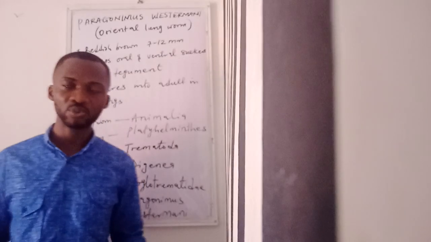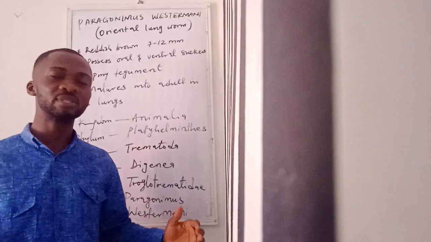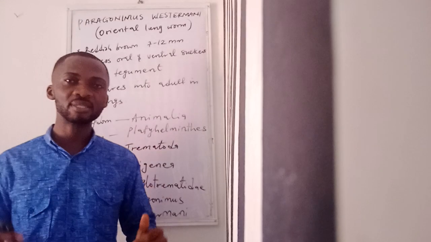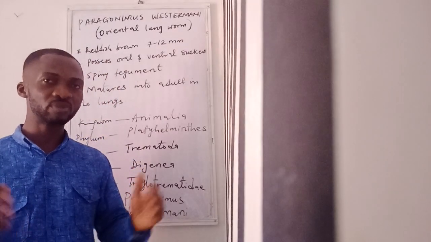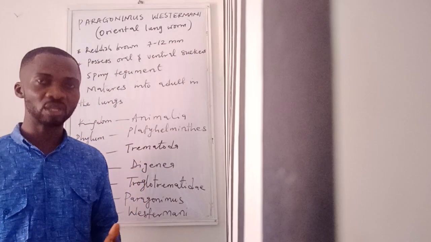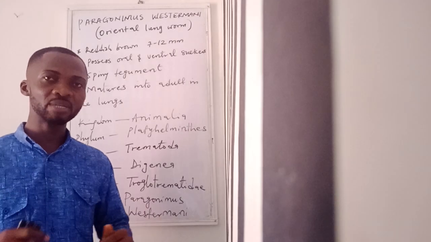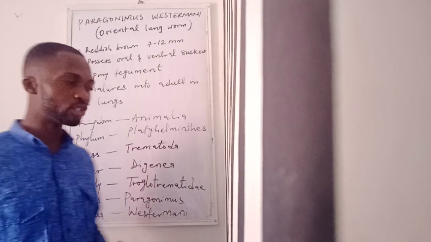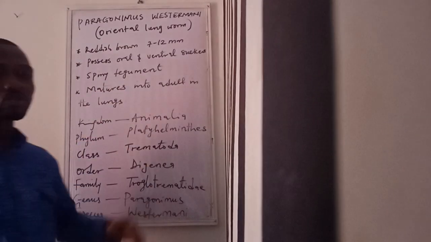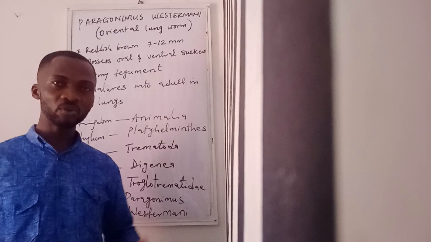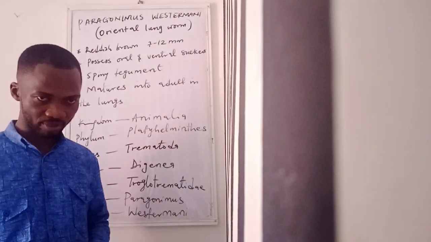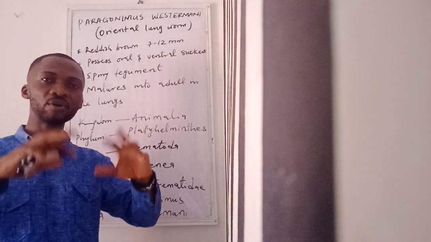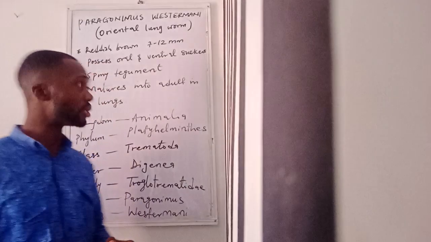In terms of size, this parasite is between 7 to 12 millimeters long. It stays in the lungs and produces eggs. That means it matures into an adult in the lungs, and that is where the parasite produces eggs. It has two different types of suckers: the oral and the ventral suckers. The oral and ventral suckers help the parasite anchor within the body of the host.